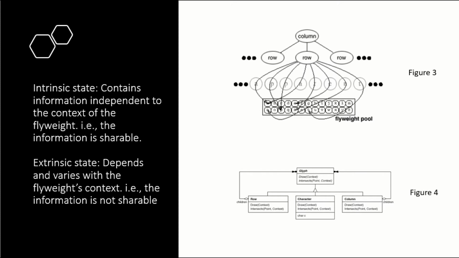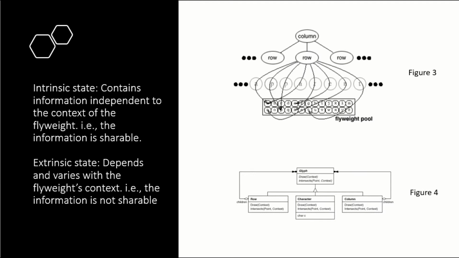The key concept here is the distinction between intrinsic and extrinsic state. Intrinsic state is stored in the flyweight. It consists of information that's independent of the flyweight's context, thereby making it shareable. Whereas extrinsic state depends on and varies with the flyweight's context and therefore can't be shared. The client objects are responsible for passing extrinsic state to the flyweight when it's needed.